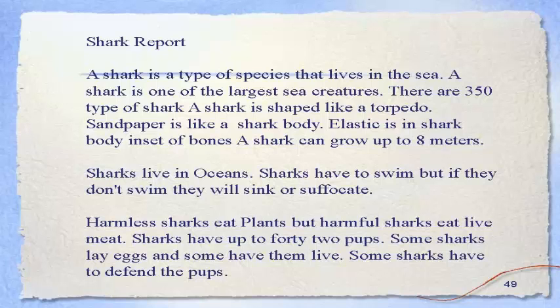So here's the shark report. A shark is a type of species that lives in the sea. A shark is one of the largest sea creatures. There are 350 types of shark. A shark is shaped like a torpedo. Sandpaper is like a shark body.